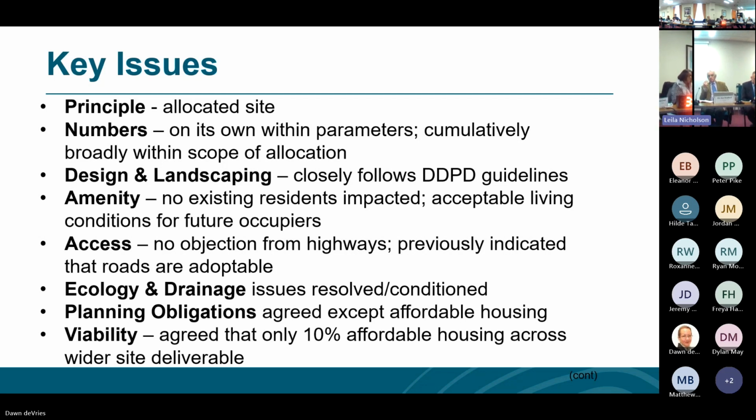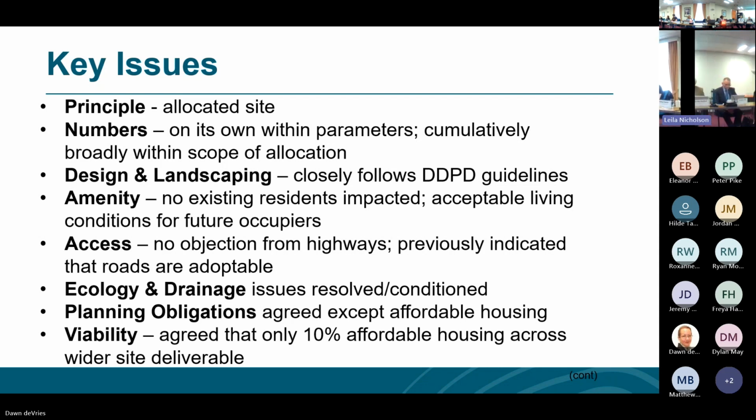So cumulatively, 511. We're saying this is broadly within the scope of the allocation, and then we look at the matters of more detail. In terms of the overall design, layout, and landscaping, we accept that it very closely follows the DDP guidelines, which is our adopted guidance for this site. That document was produced in anticipation of this sort of development, modular development. So there are no surprises in what we're looking at compared to what we've previously considered.